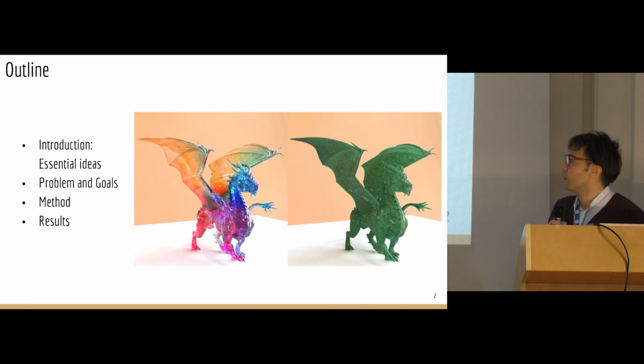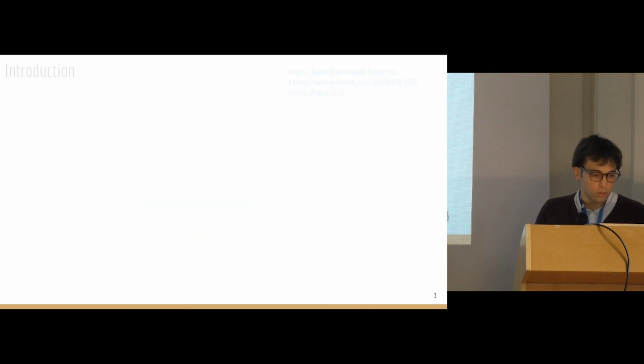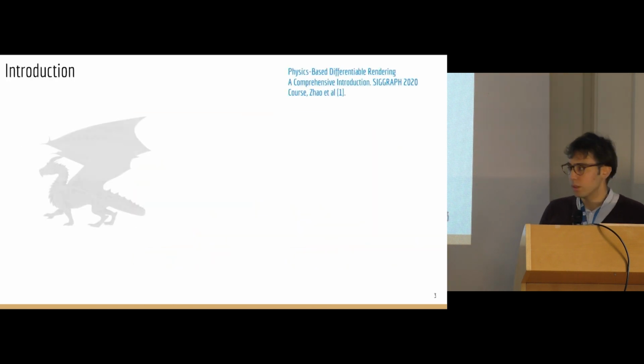Here is the rough outline for the presentation. I will first introduce the essential ideas we utilize in our project, and then continue with the problem and goals, and then switch on to the method, our approach, and specifically going to talk about the optimization process we implemented. And in the end, hopefully, I'm going to show the results, pretty nice results in the end. So with that, let us actually begin.